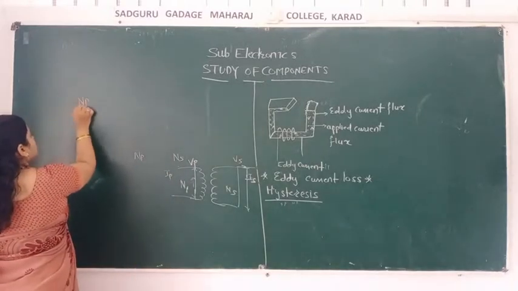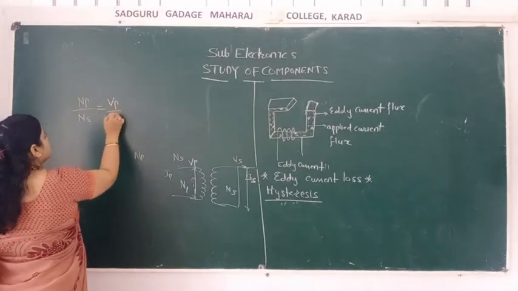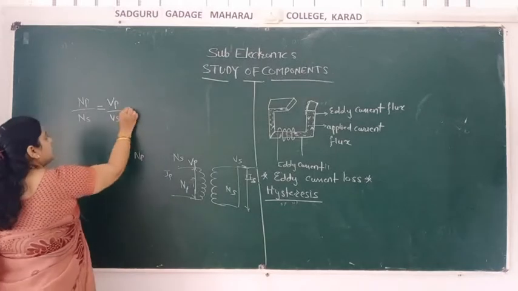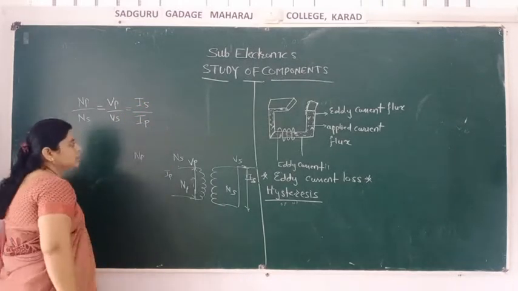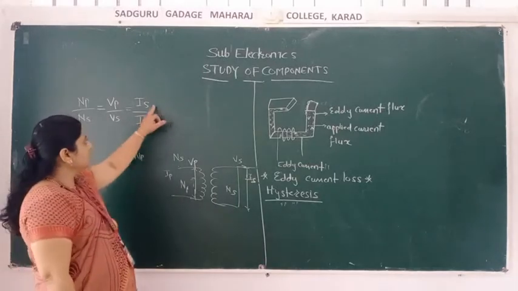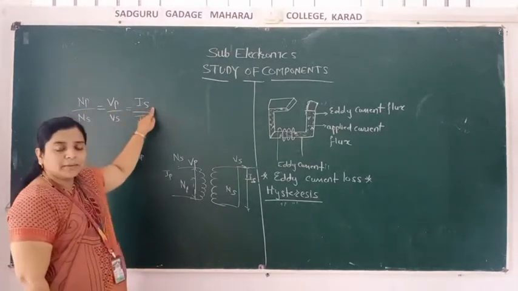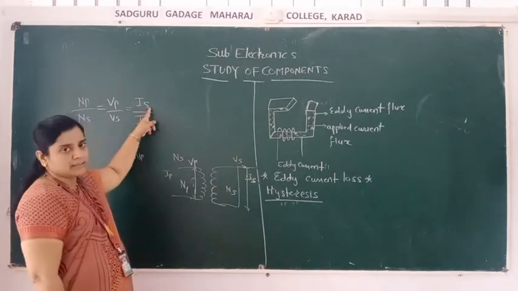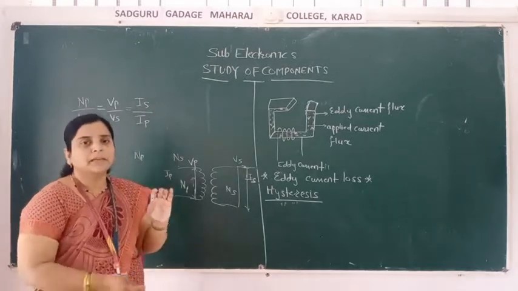The number of turns of the primary upon the number of turns of the secondary is equal to the voltage across the primary upon the voltage across the secondary. But here see, it is the current of the secondary, Is, upon the current of the primary, Ip. So you have to remember this equation. Here primary is there, but for current it is exactly opposite. Therefore it will be secondary. Here secondary, therefore current will be primary.